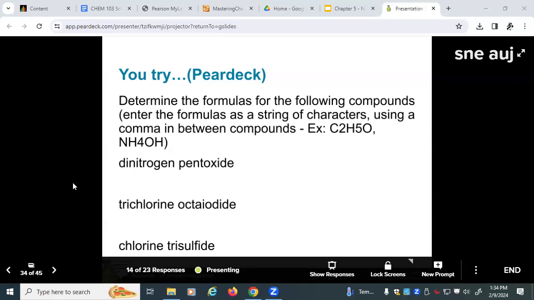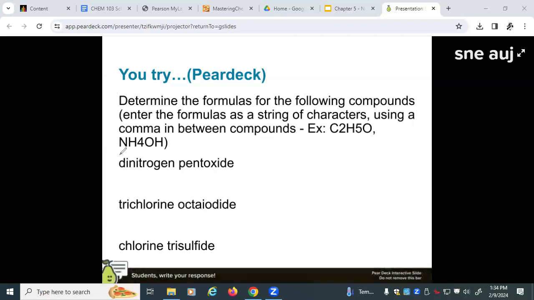All right, let's break this one down as well. So dinitrogen: di means 2, nitrogen is N. Pent means 5, oxygen is O. So N2O5 is the formula for this compound.